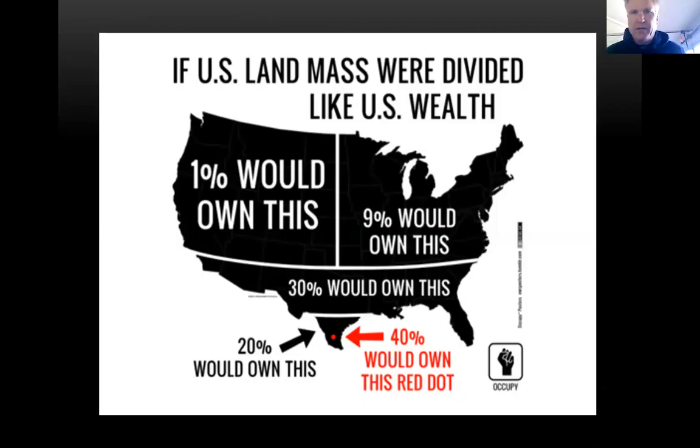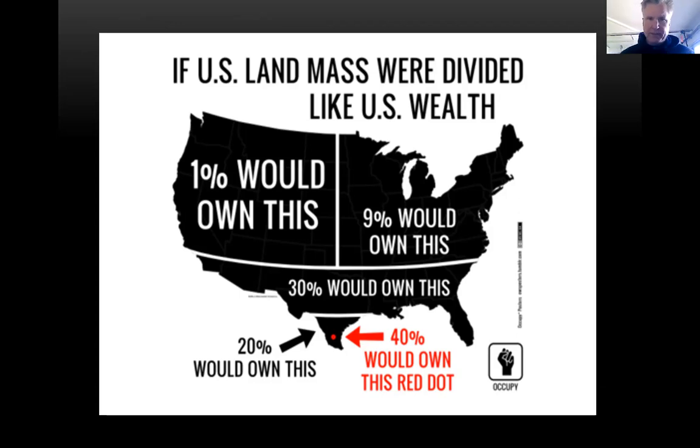I found this map or graph online, and it was from the Occupy movement of a few years ago. And you can visually display wealth inequality in a lot of different ways. And this is, I thought, a pretty powerful way of doing it.